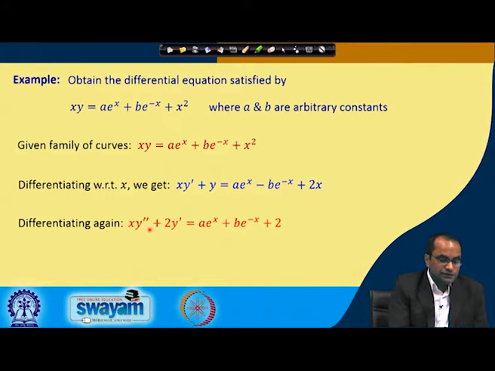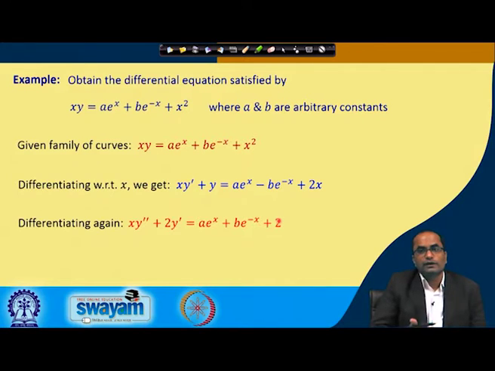So, if we differentiate once again, what we will get is x y double prime, and we will get just y prime. Here also we will get y prime. So, that is 2 y prime, and here a e power x will remain as it is. Here the minus minus will become plus. So, we have plus b e power minus x, and then we have this 2 there.